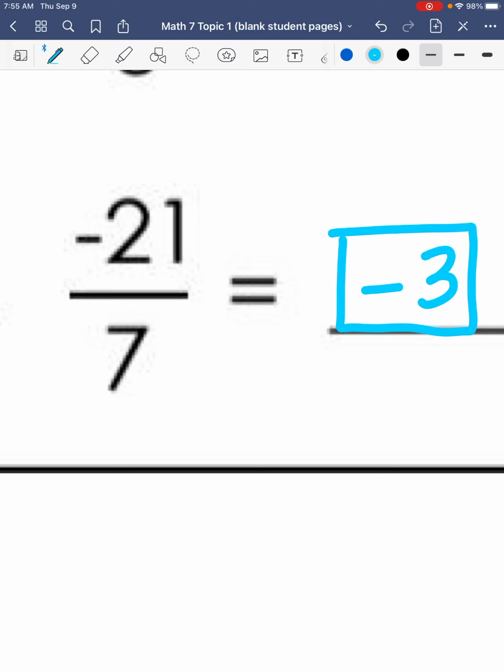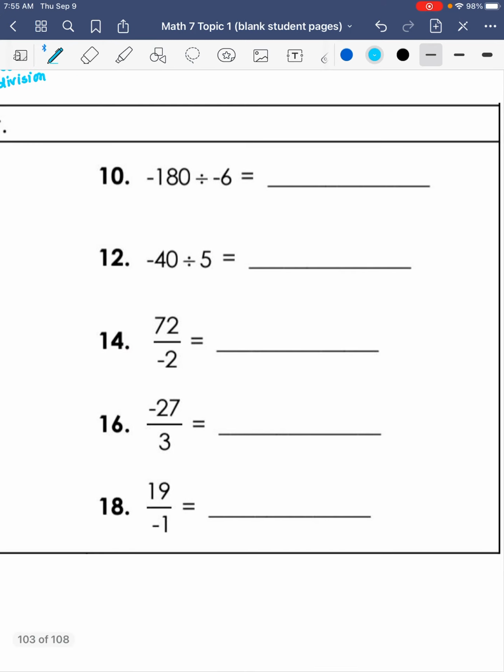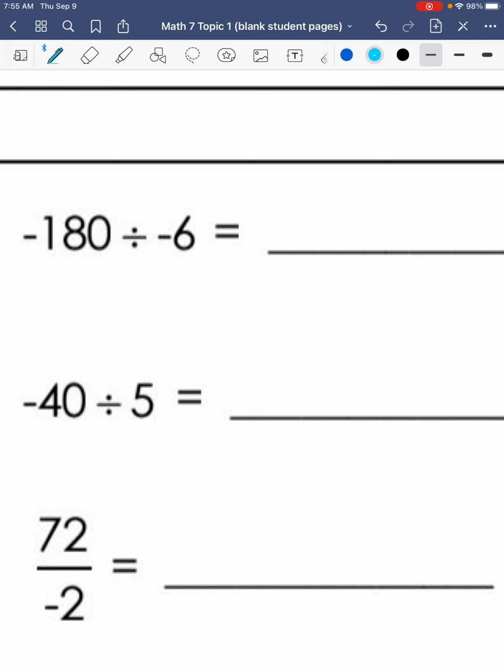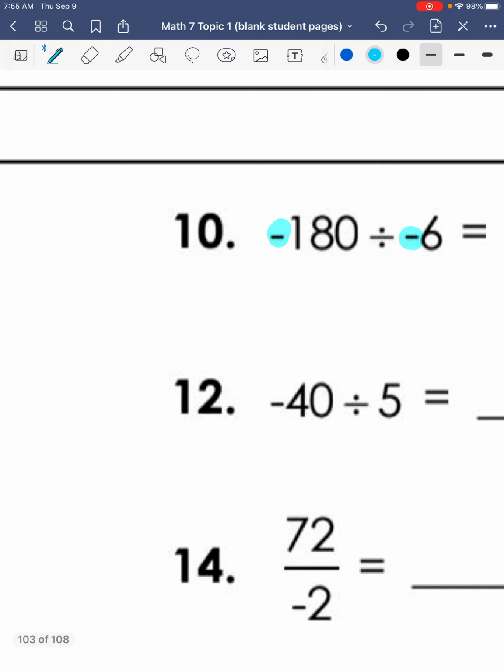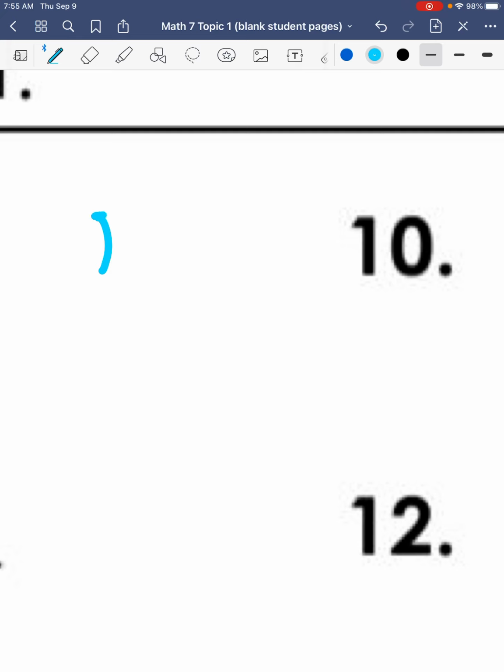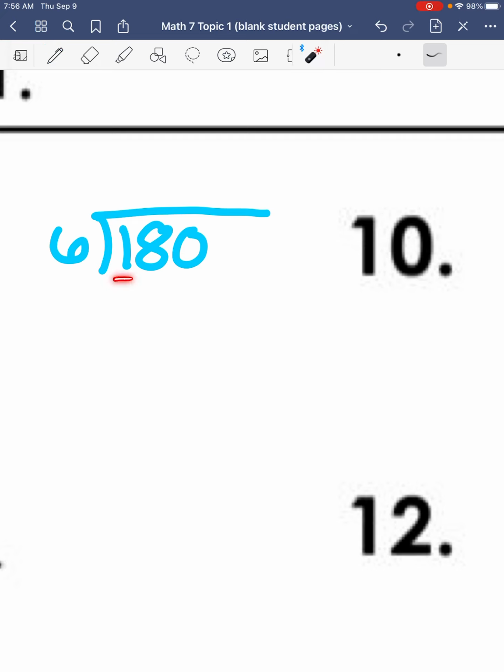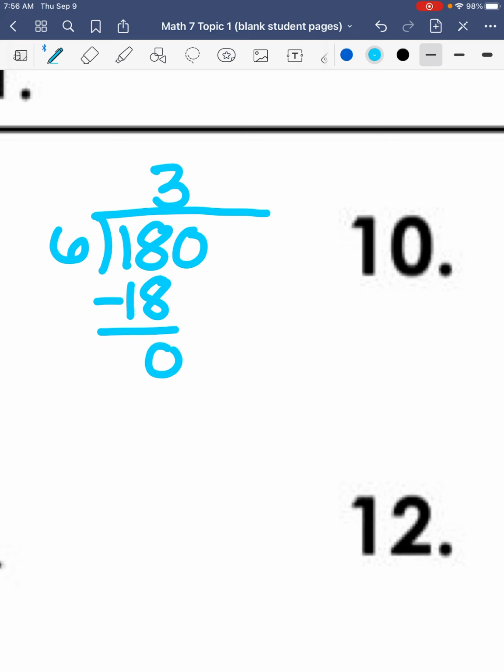Okay, let's move on to these examples here. I've got negative 180 divided by negative 6. Well, a negative divided by a negative means that my result is going to be positive. This is a little bit bigger number, so I'm going to work this one out. If I'm doing division, I would put the 180 inside and the 6 on the outside. So can 6 go into 1? Nope, 6 cannot go into 1. Can 6 go into 18? 6 can go into 18. It goes in 3 times. 3 times 6 is 18 exactly, and I end up with a 0.